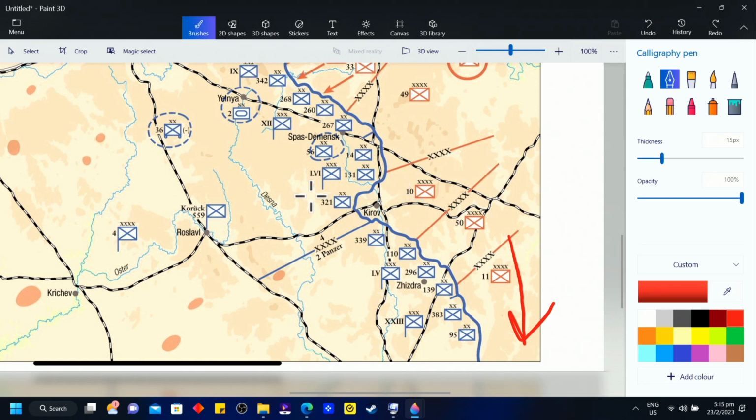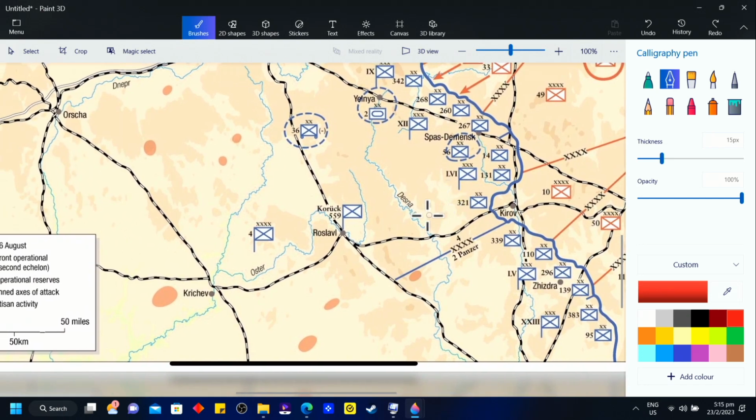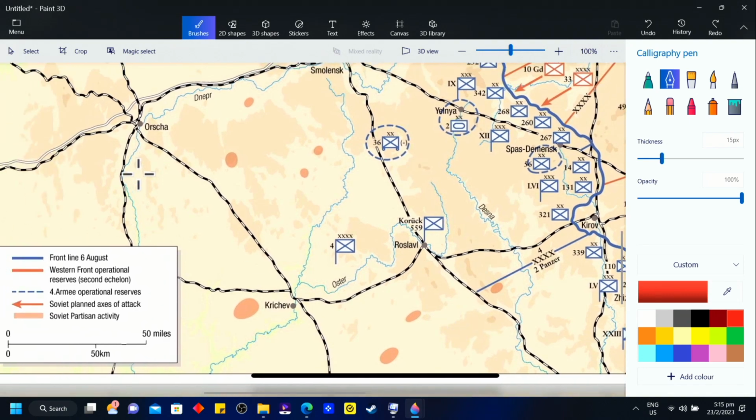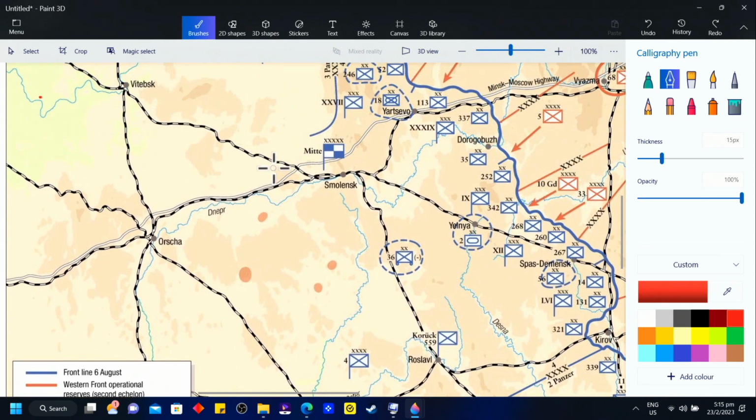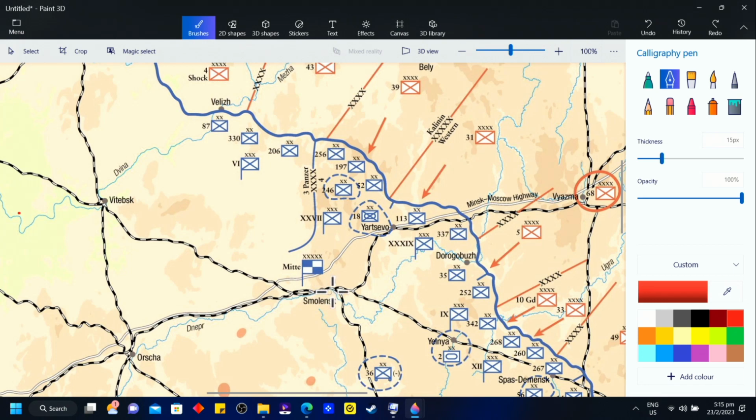So Army Group Center, or Heeres Gruppe Mitte, has achieved some success in clearing the partisan groups from the primary line of communication, particularly the Minsk-Smolensk highway. This entire area is the Minsk-Smolensk highway. This is the main line of communication for Army Group Center.